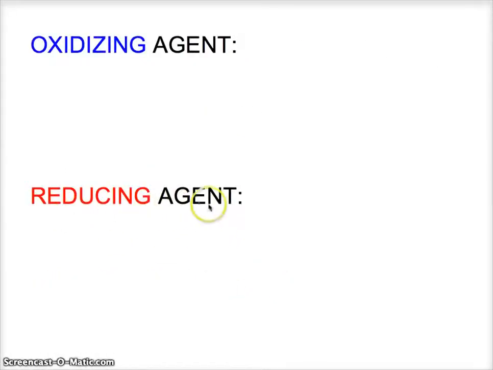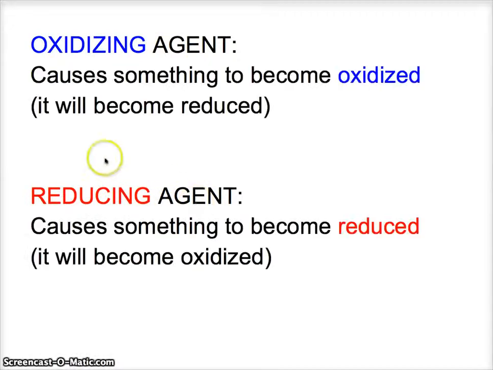Two more words that we should add to our list is oxidizing agent and reducing agent. What these two things are is an oxidizing agent, it essentially causes something to become oxidized. And as a result, it will become reduced. A reducing agent causes something to become reduced. And over time, and as a result, it itself will become oxidized.